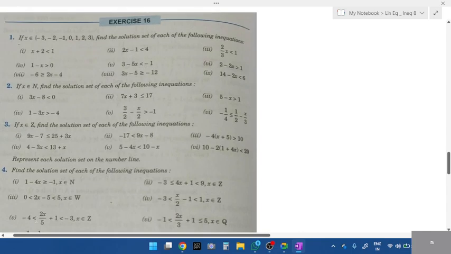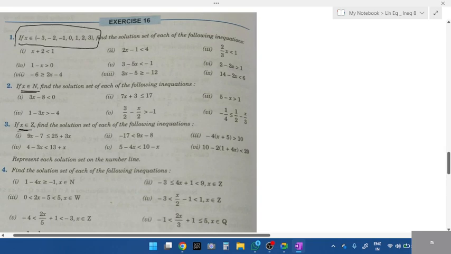X belongs to what kind of numbers? They've already given the numbers here. X belongs to minus 3 to plus 3. What about the second one, students? Have they given any numbers or the type of number? What is mentioned here? X belongs to? Yes, the type of number is given. But in the first question, the numbers themselves they have given.